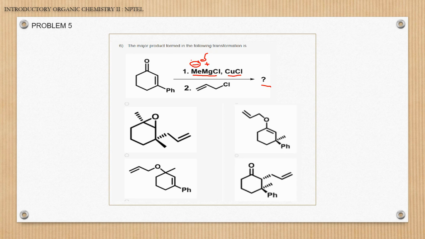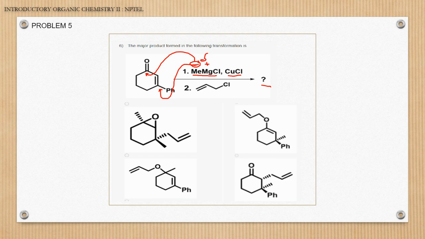Now it has two ways to attack this alpha beta unsaturated compound. Either 1,2 addition or 1,4 addition. So which is preferable here? Which is to be operative here? What do you think? 1,4 addition. But we have talked about how Grignard reagents give you 1,2 additions, because magnesium is not a soft metal, it is a hard metal.